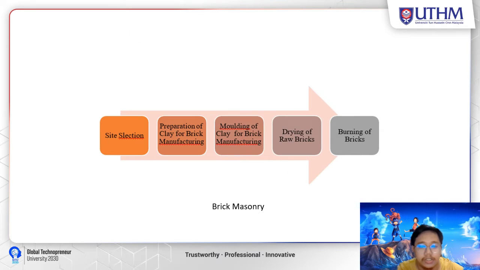Next picture is the project activity for brick masonry. First is site selection, after that preparation of clay for brick manufacturing, molding of clay for brick manufacturing, then drying of raw bricks, after that burning of the brick.